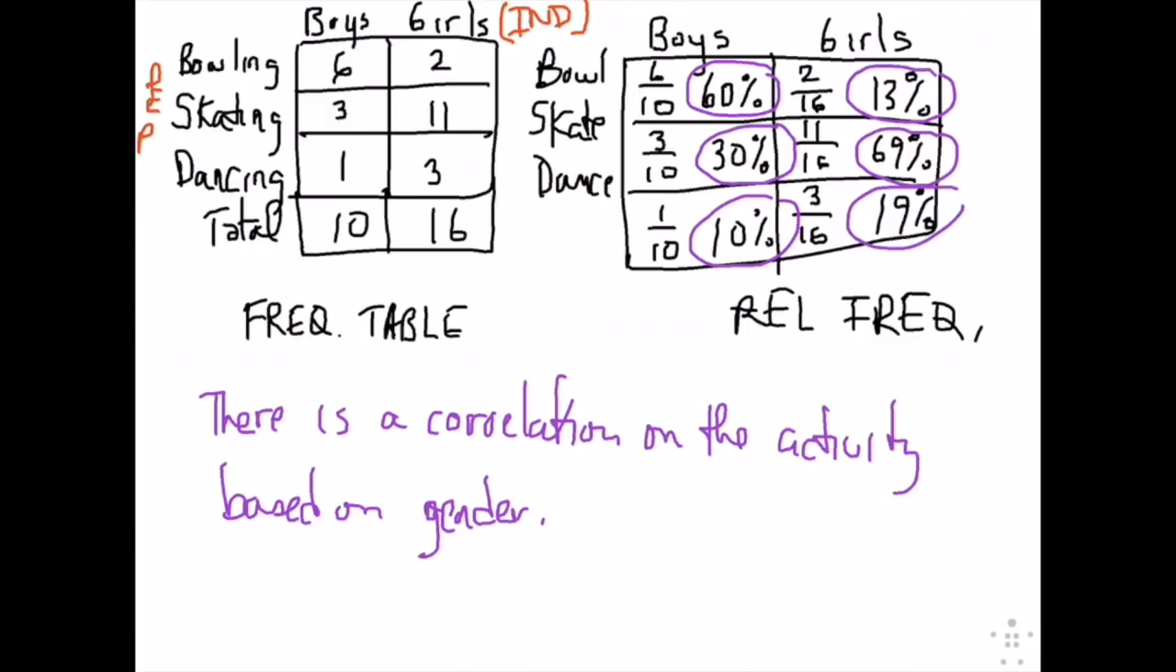Look, 60% of the boys said they would like to go bowling, but only 13% of the girls said it. Clearly, there's a difference based on gender. Even skating, 30% of the boys said they wanted to go skating, and 69% of the girls said they wanted to go skating. So again, clearly a difference. Even the last one, dance, 10% of the boys said they wanted to dance, and 19% of the girls said they wanted to dance. That's a far enough difference to say that the activity, bowling, skating, or dancing, does depend on whether or not you're a boy or a girl.